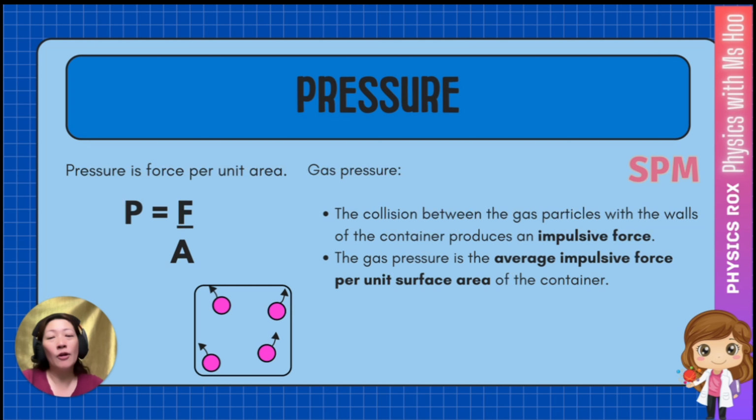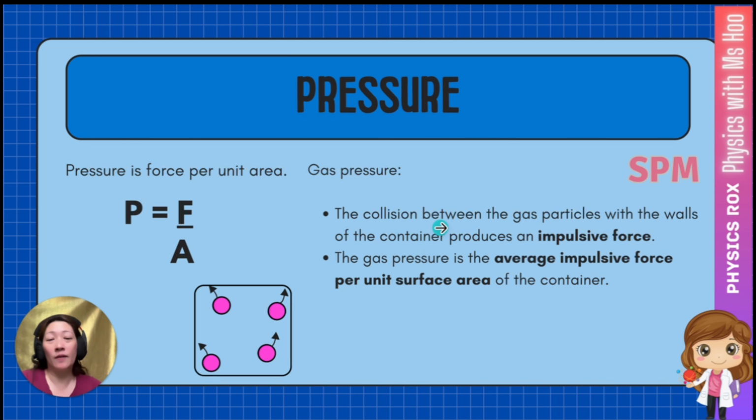So in this case, how do we explain that gas particles are able to exert pressure on a surface? This is once again related to the formula of pressure being equal to force per unit area. So to explain how the gas particles can exert pressure, you need to explain that the collision between the gas particles and the walls of the container produces an impulsive force. Remember that impulsive force is the force that's exerted due to the collision between two objects. Gas pressure is the average impulsive force per unit surface area of the container. As you can see, this is related to the pressure formula.